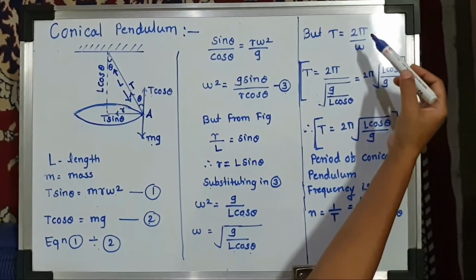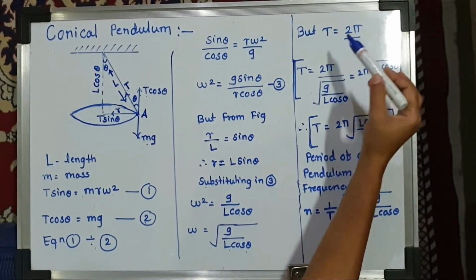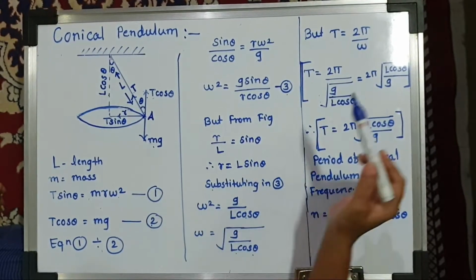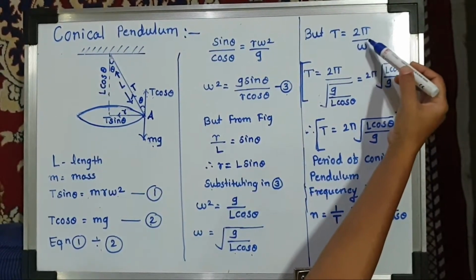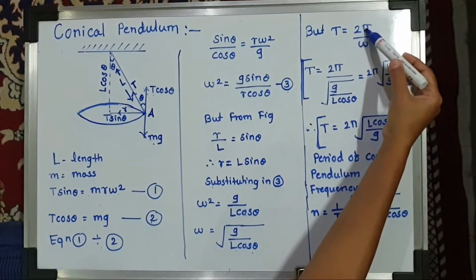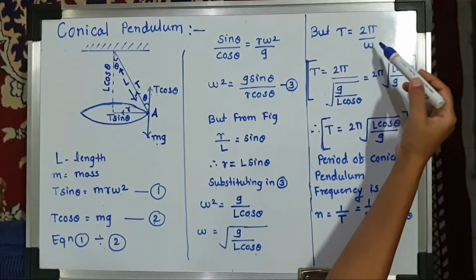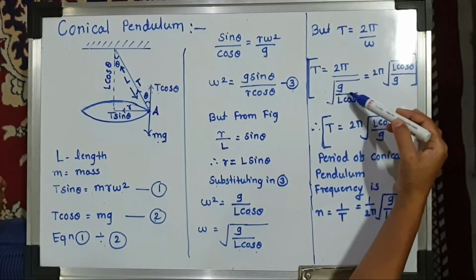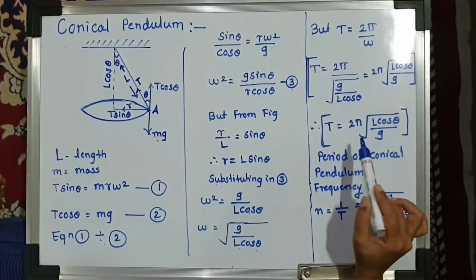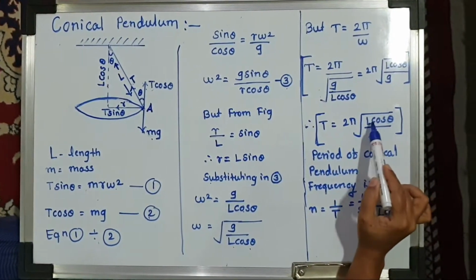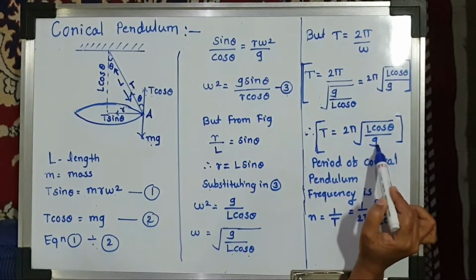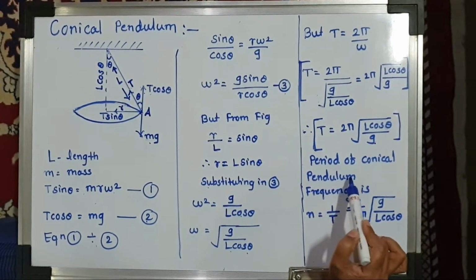But we know the period is the time taken to complete one revolution, and we have already studied the relation T equals 2 pi by omega. Substituting the value of omega in this equation, we get T equals 2 pi under root L cos theta upon g. This is the period of the conical pendulum.